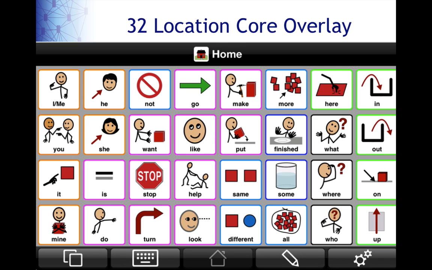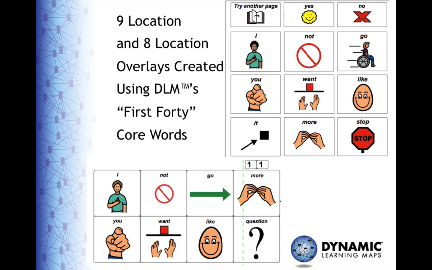Some of the larger core vocabulary sets have been programmed into communication apps and used by students on tablet computers. This 32 location overlay was created by a speech-language pathologist in Iowa using AssistiveWare's Proloquo2Go. Many of the smaller core sets have been used on low-tech voice output devices.